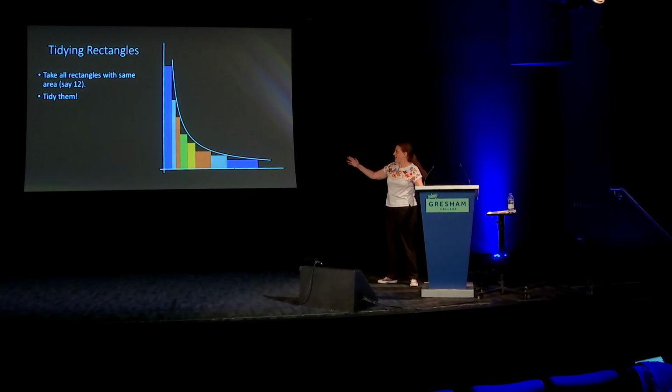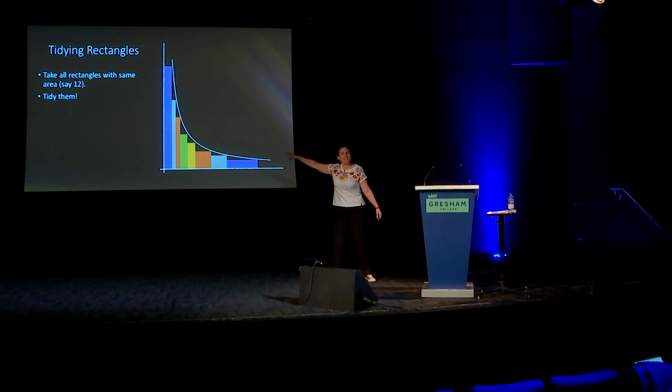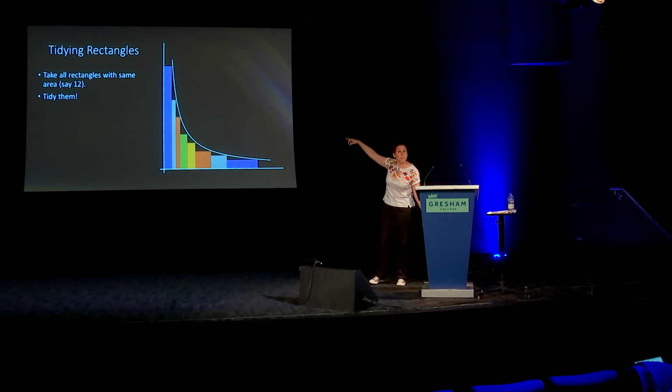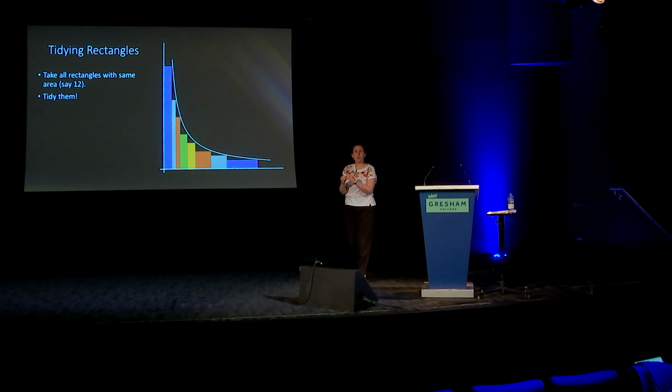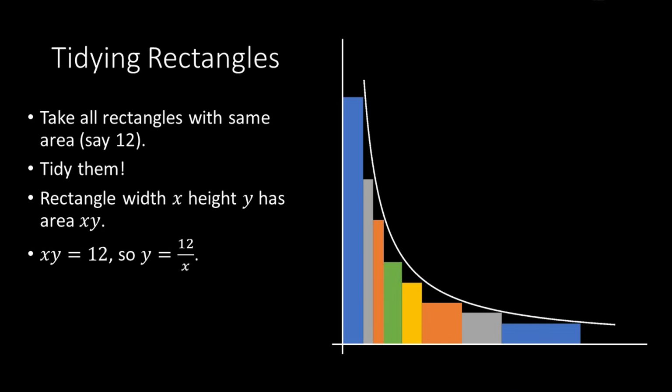So if we think about any old rectangle that we've got here, the top right-hand corner of the rectangle is the bit that we're making all the curve with. If you've got a rectangle of width x and height y, then the top right-hand corner will be the point (x, y), right? The area of that rectangle will be width times height, which is x times y, and we've said in this case that will be 12. So all the points making up this curve have the property that x times y is 12. So y equals 12 over x.